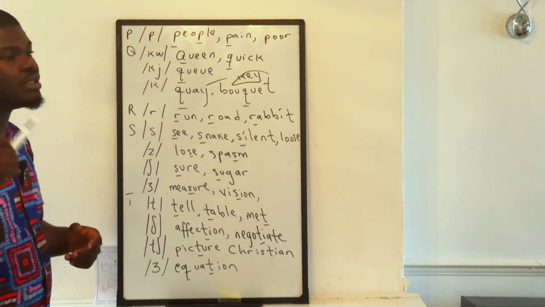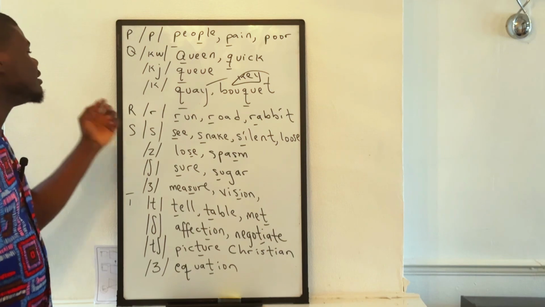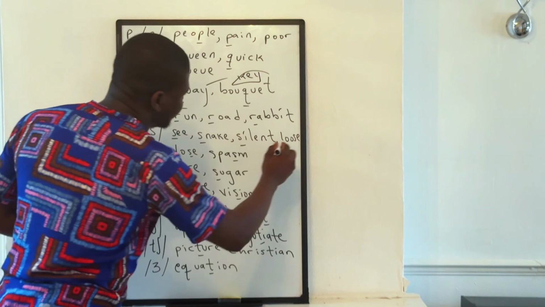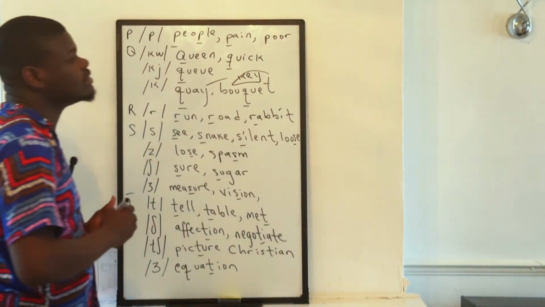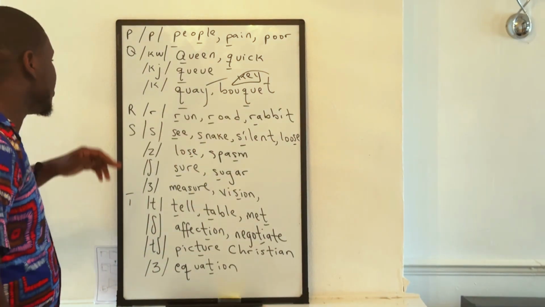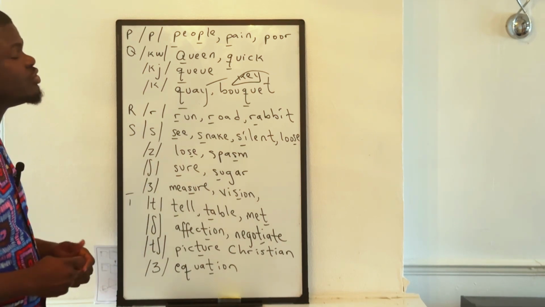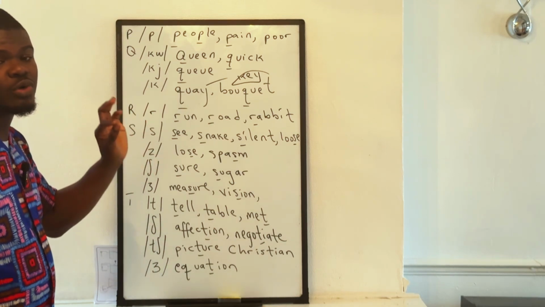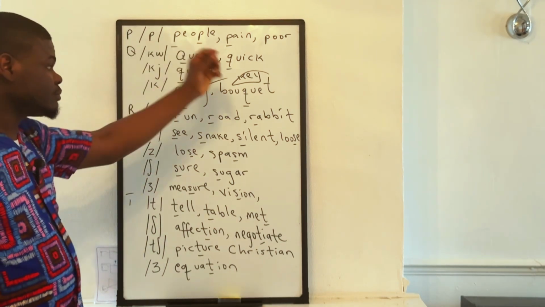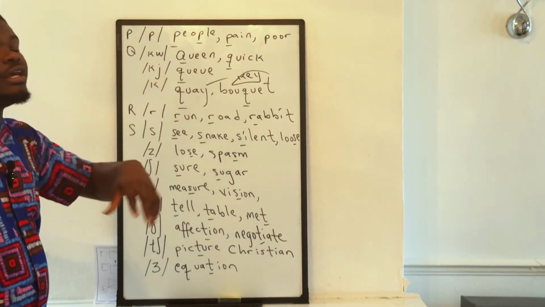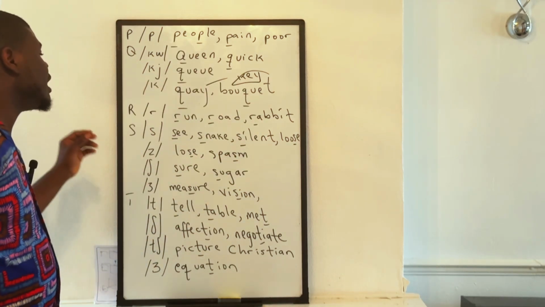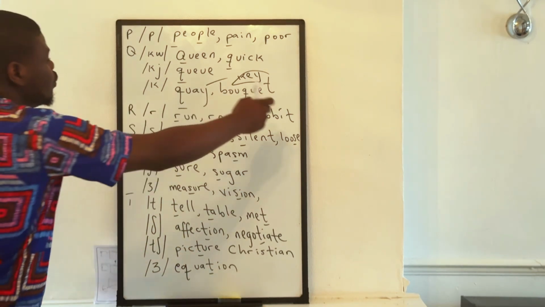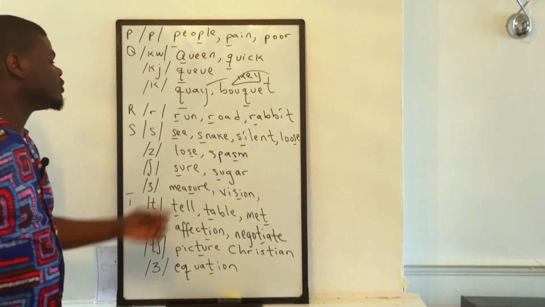Now, letter R gives us the R sound, as in run, road, rabbit, yeah? Then letter S gives us the S sound, as in see, snake, silent, loose. Now, take note of this word, because I will contrast it against another word. So that's loose. Letter S can also give us the Z sound, as in the word lose. So while the S in L-O-O-S-E is pronounced S, as in loose, the S in L-O-S-E is pronounced Z, as in lose. So loose, lose.